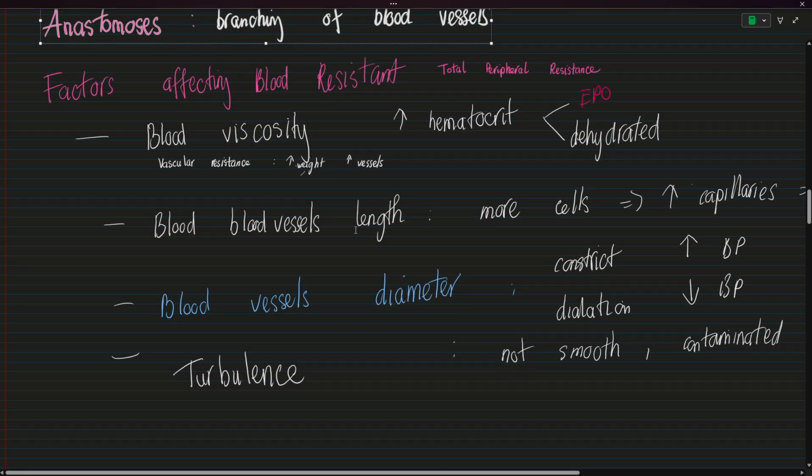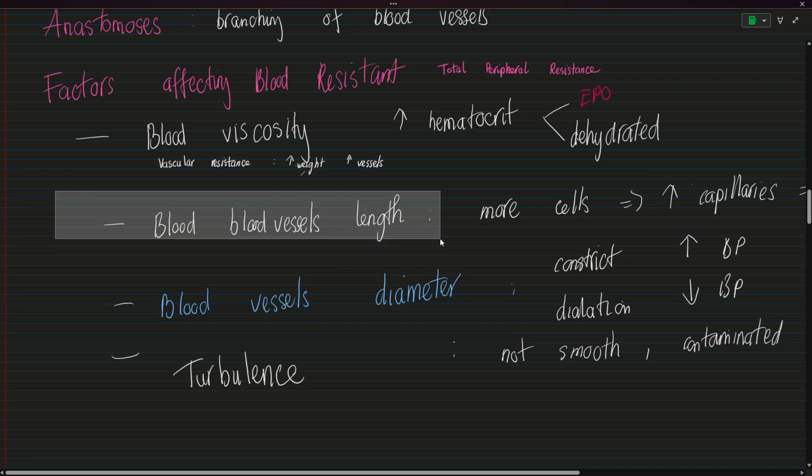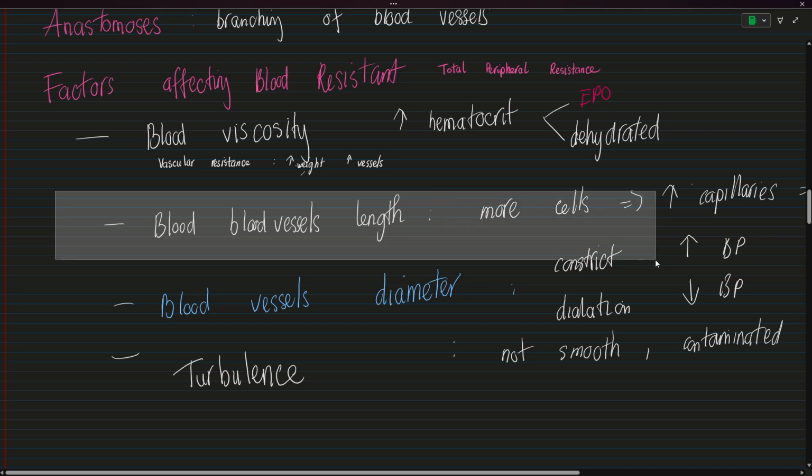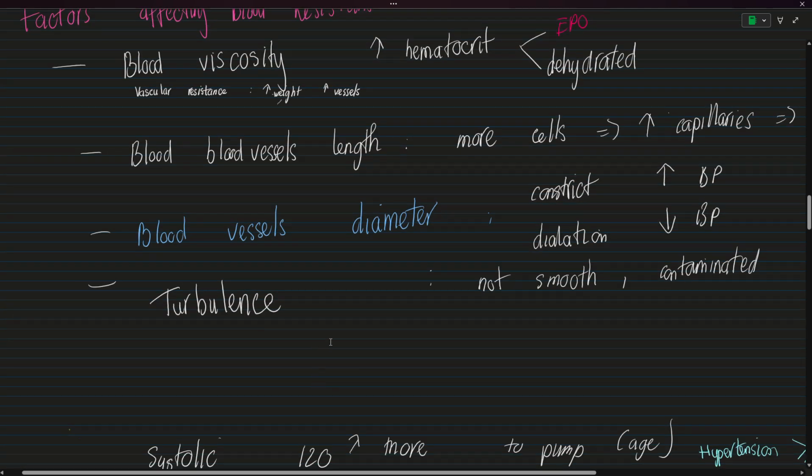There are some factors, some resistance, that affect blood pressure. We have blood viscosity. The thicker the blood, the harder it is to move. Hematocrit plays a part in it, with EPO and dehydration. And we have blood vessel length. The longer it is to move the blood, the more pressure it needs. And we have blood vessel diameter, again vasoconstriction and vasodilation, and turbulence. It's like viscosity: is there any debris in the blood that makes it harder to move?